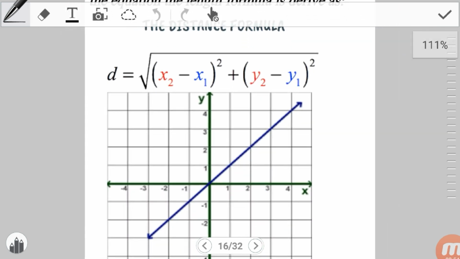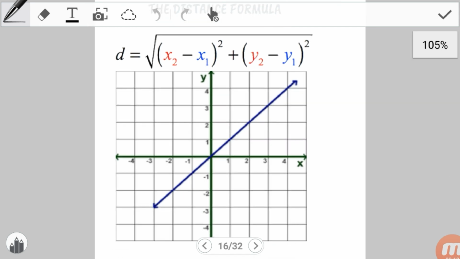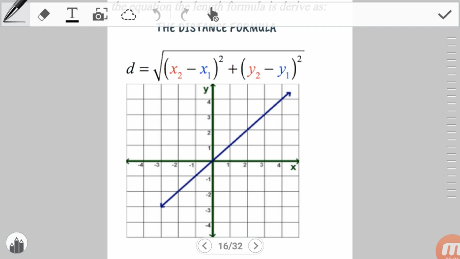And here you can see that the length formula implies that the distance is equal to the root of (x2 minus x1) squared plus (y2 minus y1) squared. So this would be the run distance, or the difference between the run distance here and the rise and fall distance here.